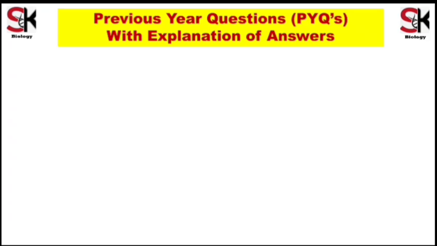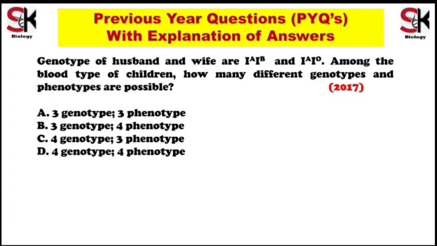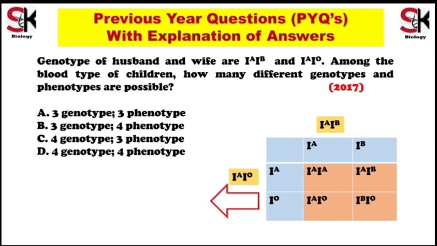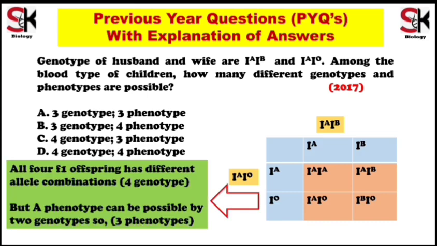Next question. Genotype of husband and wife are heterozygous AB and heterozygous A. Among the blood type of children, how many different genotypes and phenotypes are possible? We will find out answer to this question with the help of Punnett square. So here it is. We can see that all the F1 progenies formed are showing different genotypes, but two are showing A phenotype, heterozygous A and homozygous A. So phenotype of those progenies will be same. That's why the answer to this question is 4 genotypes and 3 phenotypes.